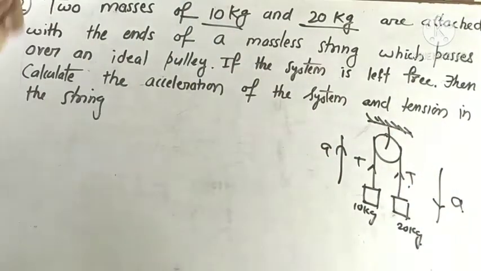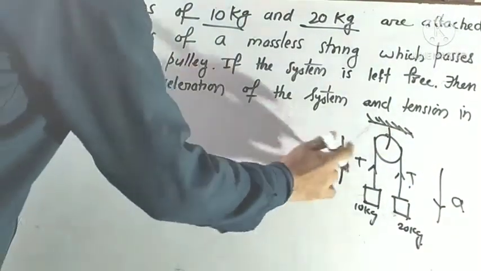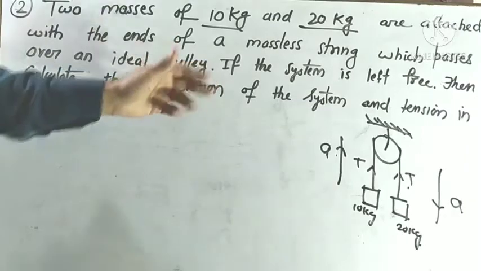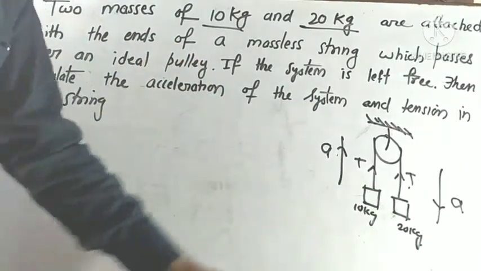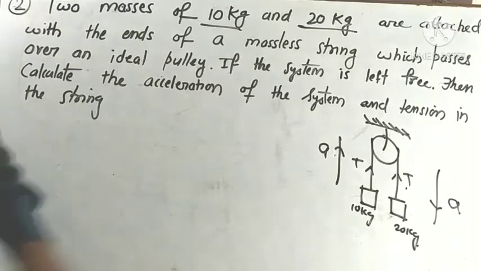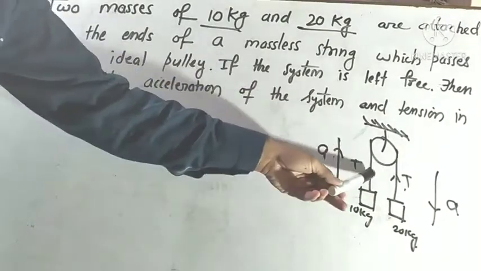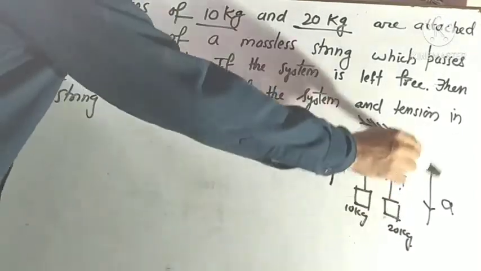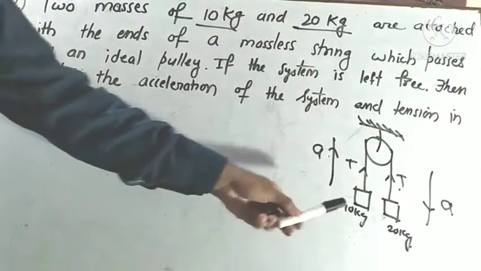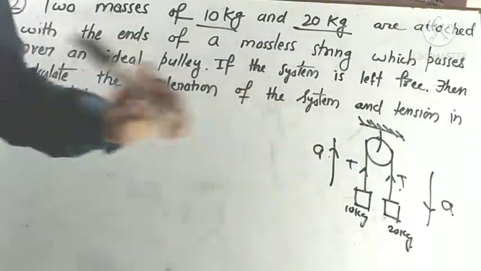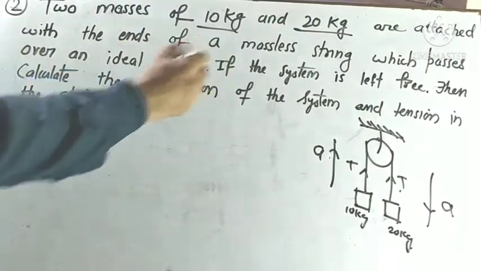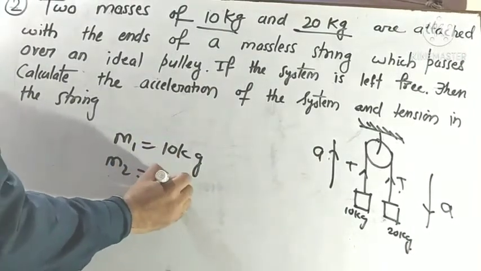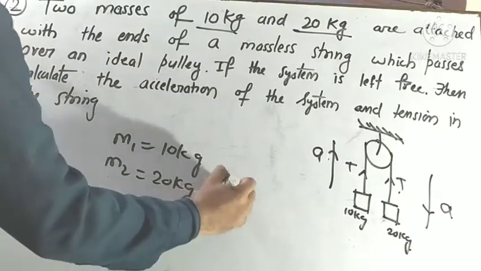So now we have to find the acceleration and tension T in the string. In this figure, two bodies having mass m1 is equal to 10 kg and m2 is equal to 20 kg are connected through a string which passes over a frictionless pulley, having tension T. The second body will move vertically downward with acceleration A, and the first body will move vertically upward with the same acceleration A. Here m2 is greater than m1.